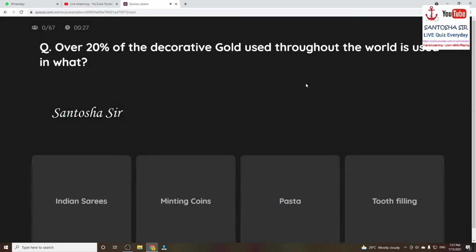Over 20% of the decorative gold used throughout the world is used in what? Is that in Indian saris, minting coins, or pasta, or tooth filling? Minting coins.